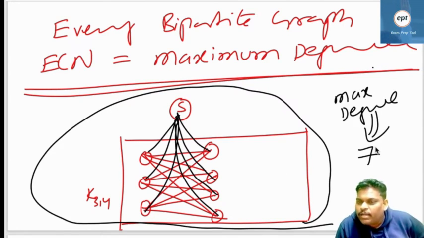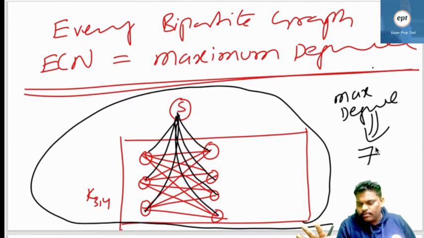Someone is saying that every bipartite graph is a simple graph. Yes, that is right. That is the reason two answers are coming. Every simple graph has edge chromatic number maximum degree or maximum degree plus 1. Because it is a bipartite graph, it is also a simple graph.